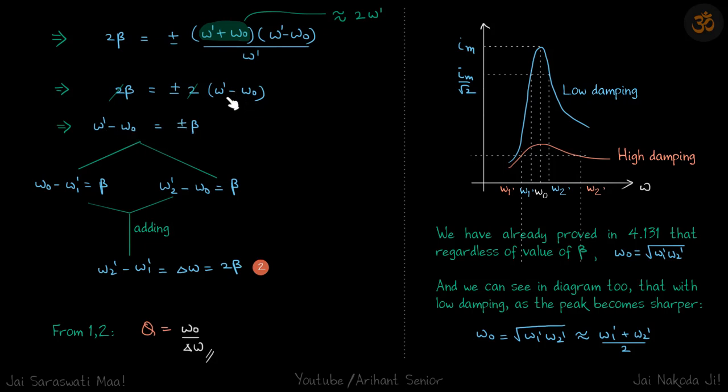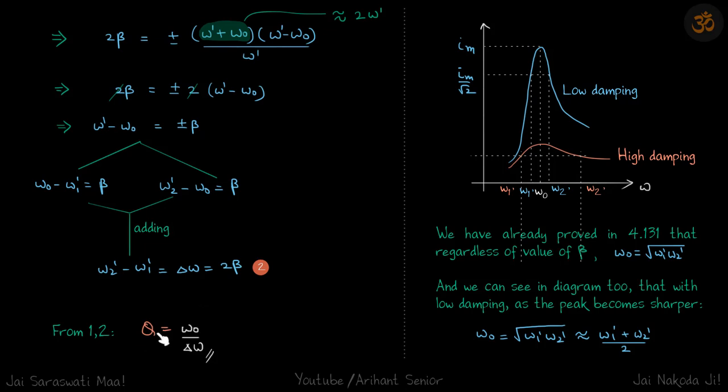So now, what is omega dash? Omega dash is either omega 1 dash or omega 2 dash, on plus minus beta. So let's say on plus beta, I am getting the term. We are not assuming anything here. Of course, if we take omega 1 dash here, omega naught is greater than omega 1 dash, so omega naught minus omega 1 dash is equal to beta. And if I take this gap, then omega 2 dash minus omega naught is also beta. So if we add these two terms, we get omega 2 dash minus omega 1 dash equal to delta omega, and that is equal to 2 beta, and that's what we wanted.